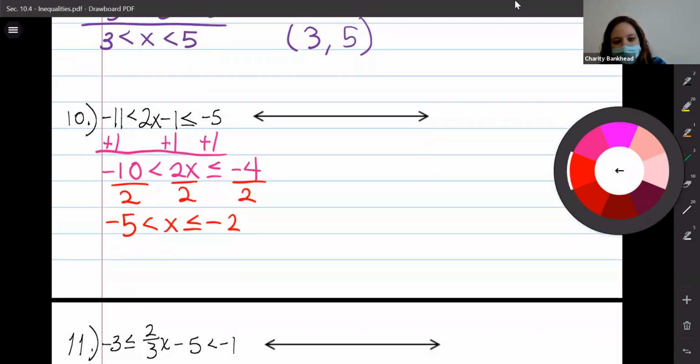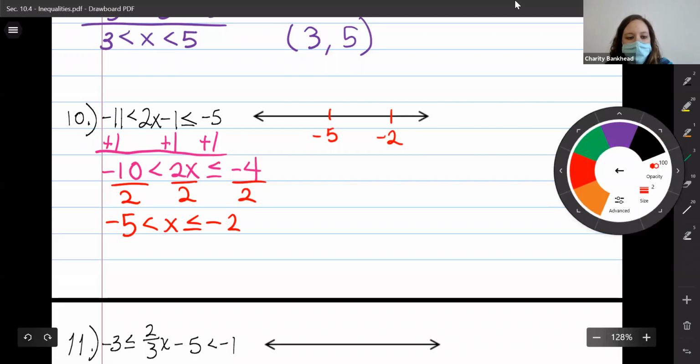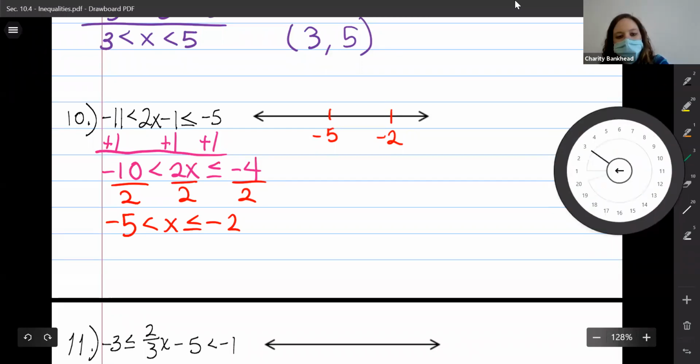So on my number line, I'm going to mark negative 5 and negative 2. And then negative 5 is going to have an open circle. Negative 2 is going to have a solid circle. And then I'm just going to shade the middle. My interval notation would be parentheses, negative 5, comma, negative 2, bracket.